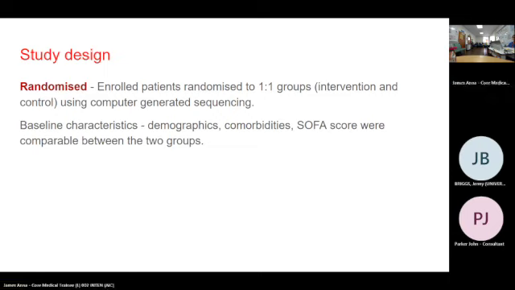And in this study, randomization was done with computer-generated sequencing. They divided it so that an equal number of patients were sent into both groups, control as well as intervention. And later on, when they looked back on the data, the baseline characteristics of the patients that they had randomized into the study were comparable, which is a strength for the study.